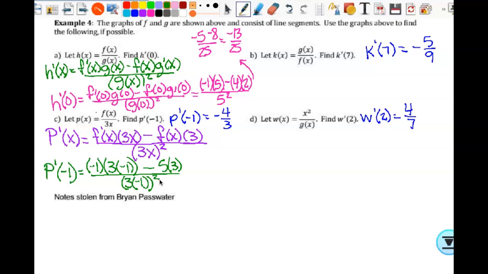Okay. So then, this gives me negative 3 times a negative, that would be a positive 3 minus 15 over negative 1 times 3 is negative 3. Negative 3 squared is a positive 9. Then this gives me negative 12 over 9, and that's negative 4/3.